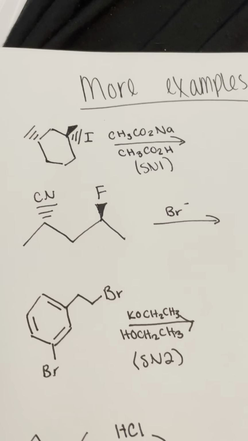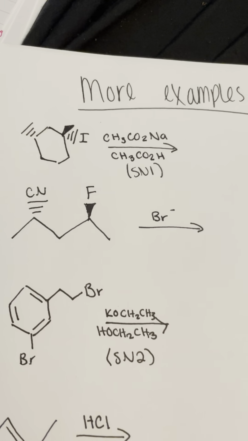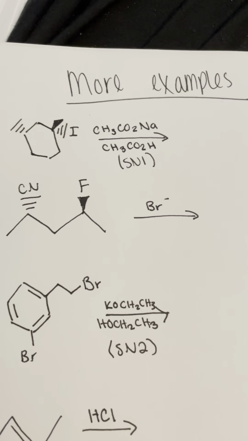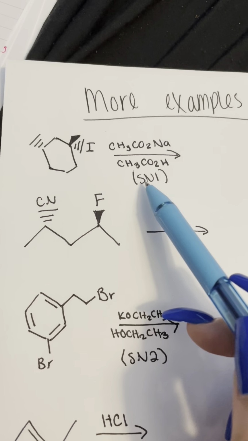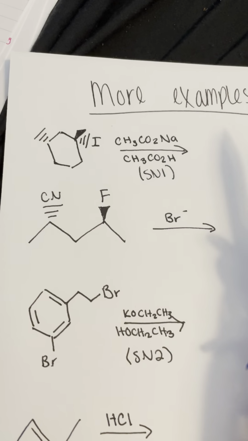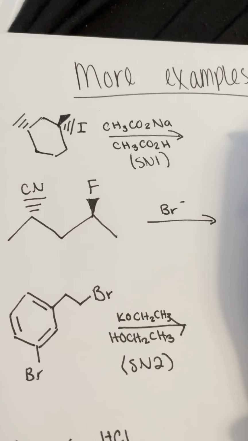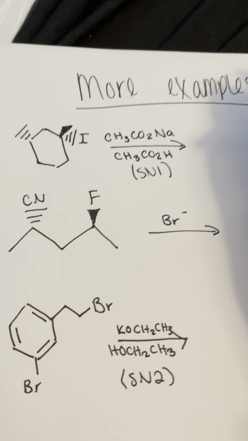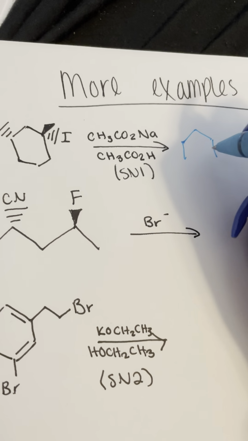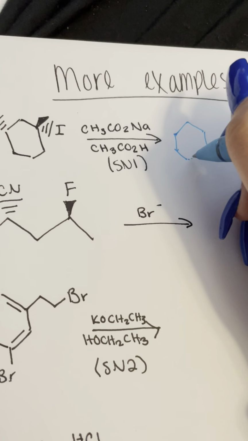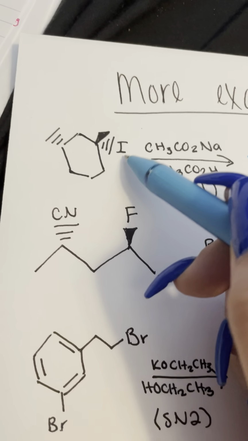For the first example, this is what we have, and you could pause if you'd like to practice on your own. And just so you would know, I put what type of mechanism that is. Alright, so just so you would know, it is an Sn1 because the structure is in cyclohexane. We also have the leaving group iodide.